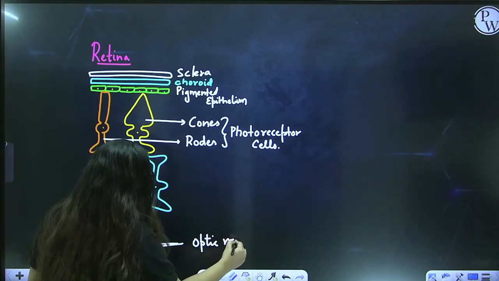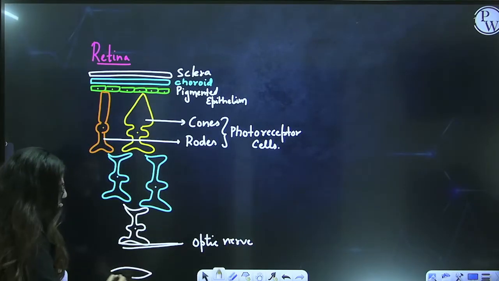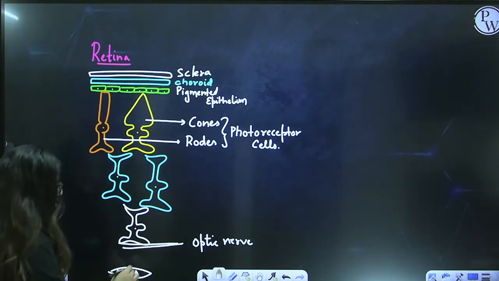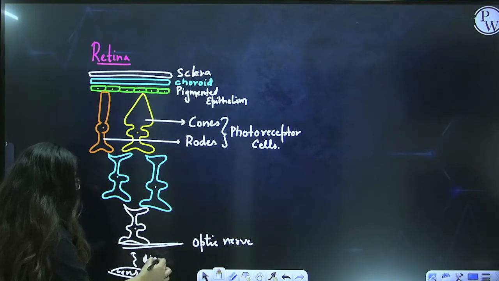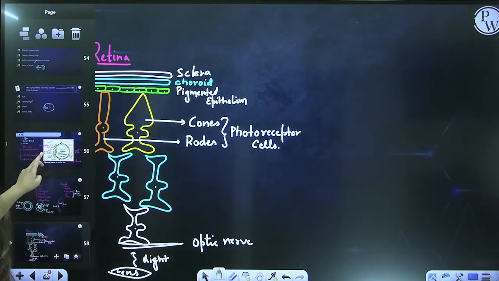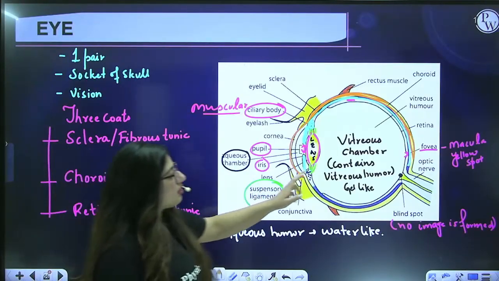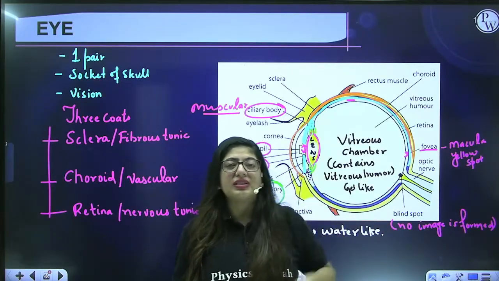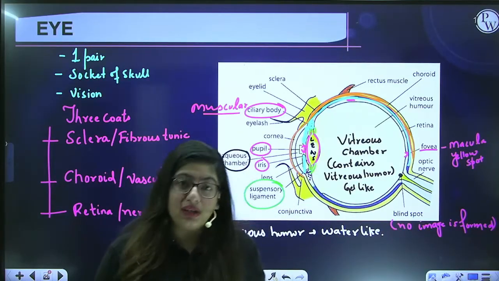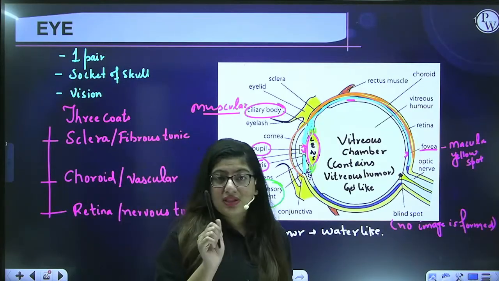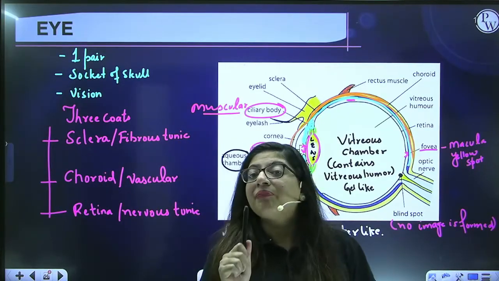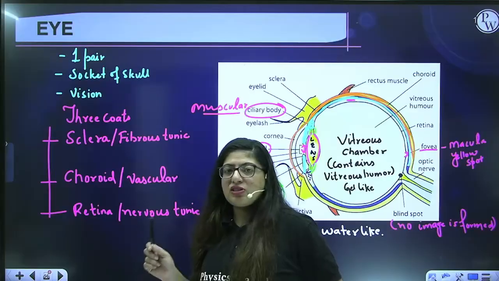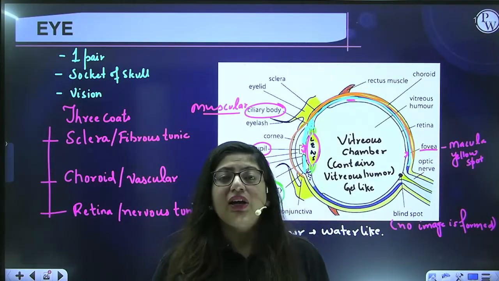Now from where the light will enter, for example, the lens is present here. Lens, as you know, is biconvex, made up of crystalline protein. From here, the light will enter. If this was the structure of the retina, the first thing that the light will come in contact with will be your ganglionic cells. Then it will pass through these cells and go to the photoreceptor cells for stimulation. Because ganglionic cells are not photoreceptor cells, and neither are the bipolar cells. So the light will pass through them and reach the photoreceptor cell to give the stimulus.